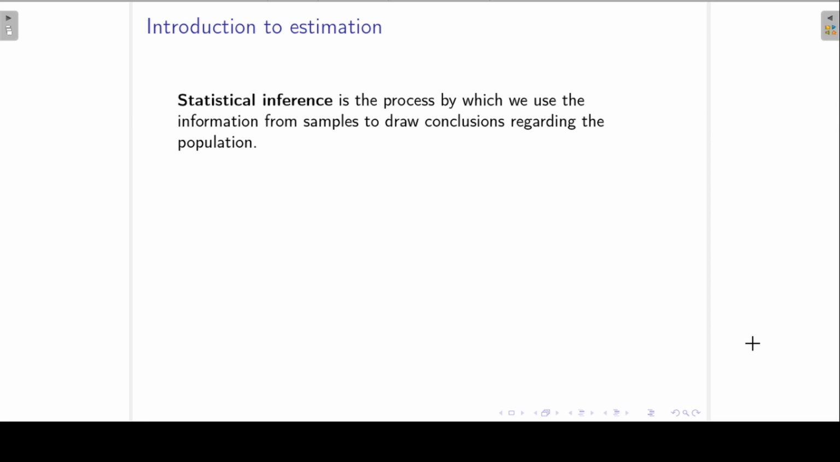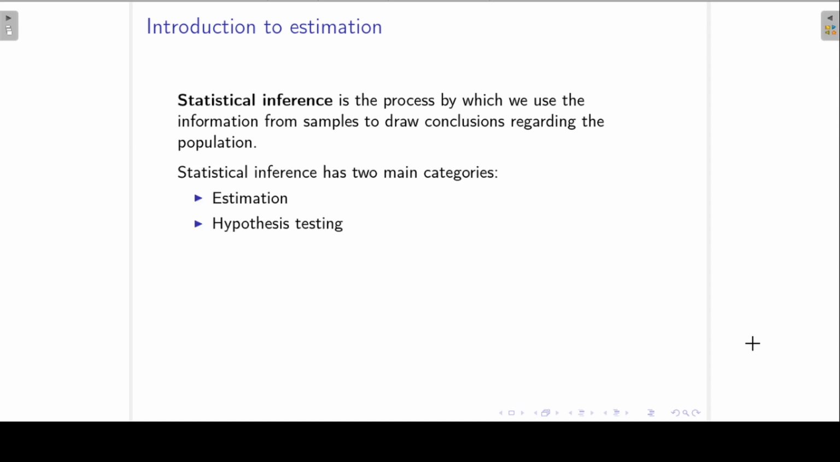Now, statistical inference is the process by which we use the information from a sample to draw conclusions regarding the population. Statistical inference has two main categories, namely estimation and hypothesis testing. We are going to concentrate on estimation for the next few lectures.